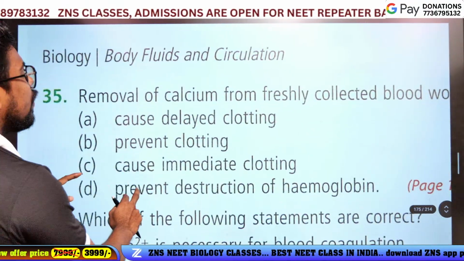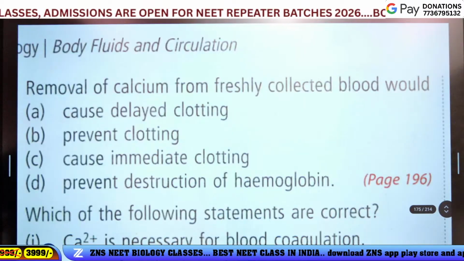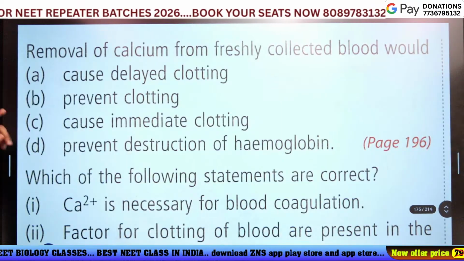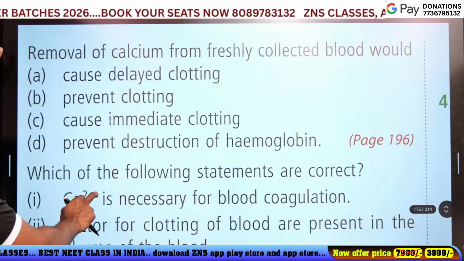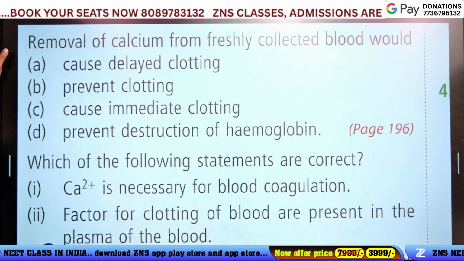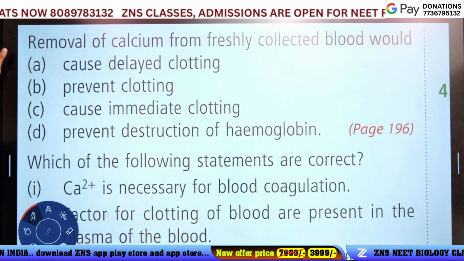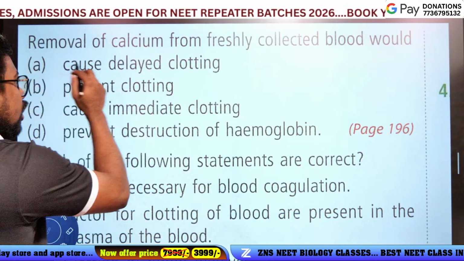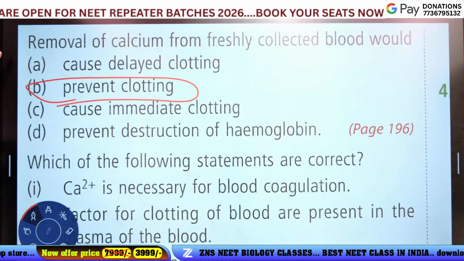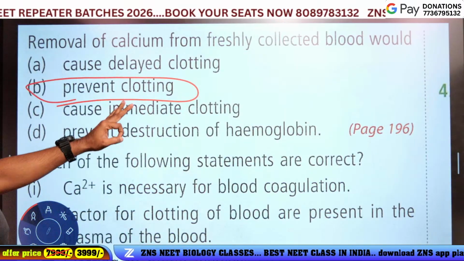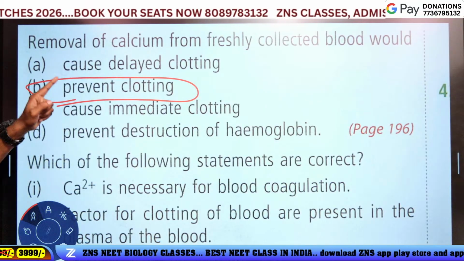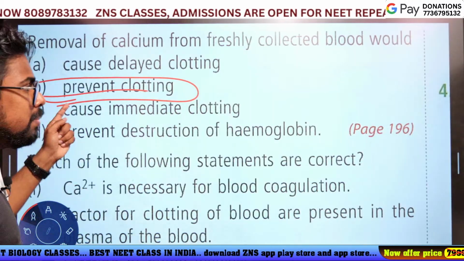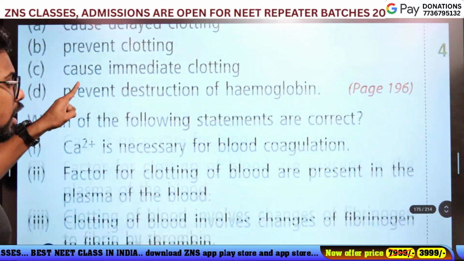Yes, the removal of calcium from freshly collected blood. Okay, freshly collected blood, the calcium is removed. What happened? Causes delayed clotting, prevent clotting, causes immediate clotting, and prevent the destruction of hemoglobin. Which is the answer? Causes delayed clotting? No, it's prevent clotting, because calcium is absent, the clotting does not occur. Option B is the answer. Good question.